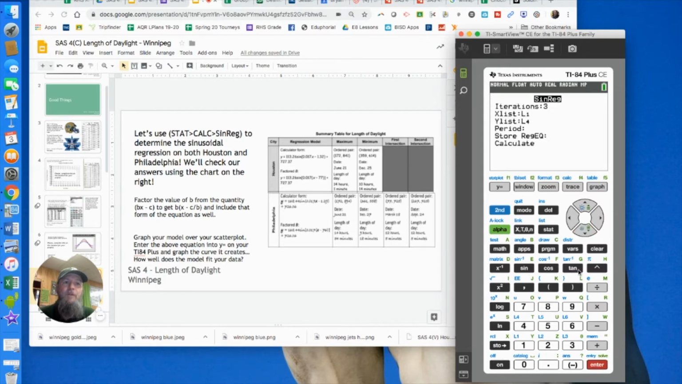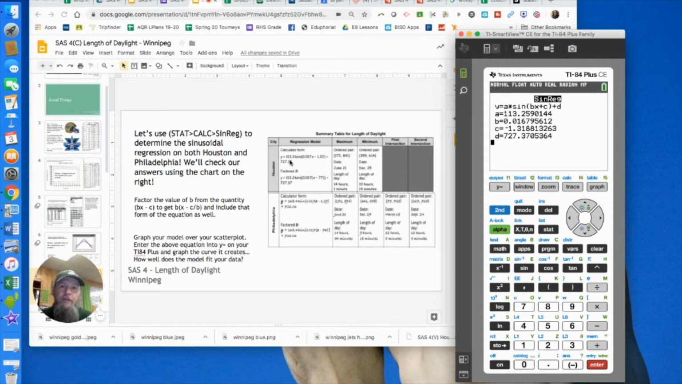It's going to ask you what you want to use. I want to do Houston, and Houston's in L1 and L2. The way you change this is you hit second and look for the L functions. I want L2 here, so I'm going to put 2. Then I scroll down to calculate and hit enter. I get this function: 113.259 times sine times the quantity 0.01679 x plus a minus 1.3188, and at the end of that quantity, we add 727.37.